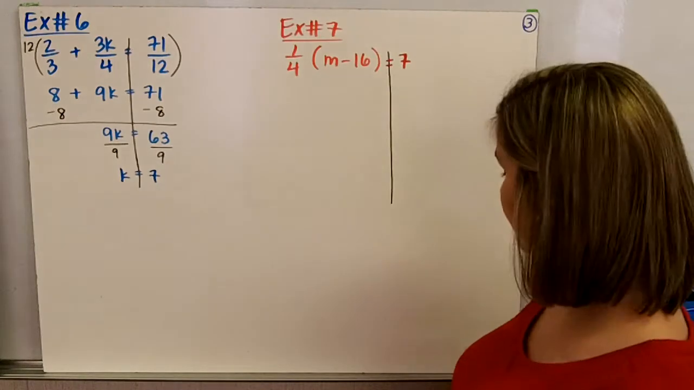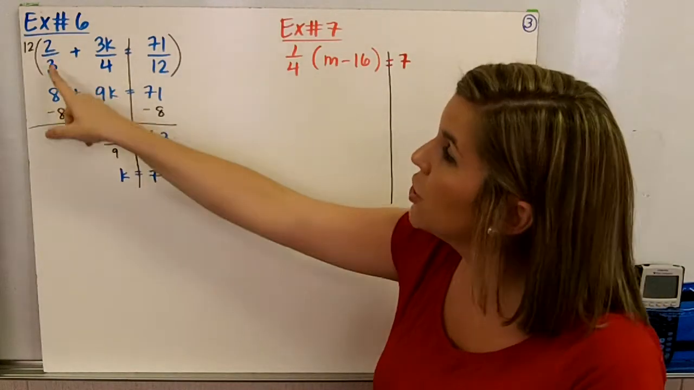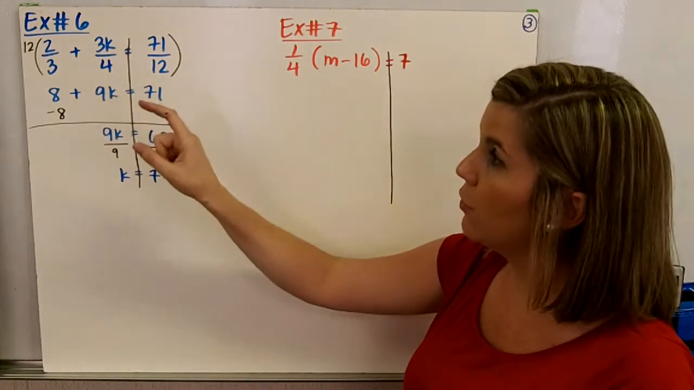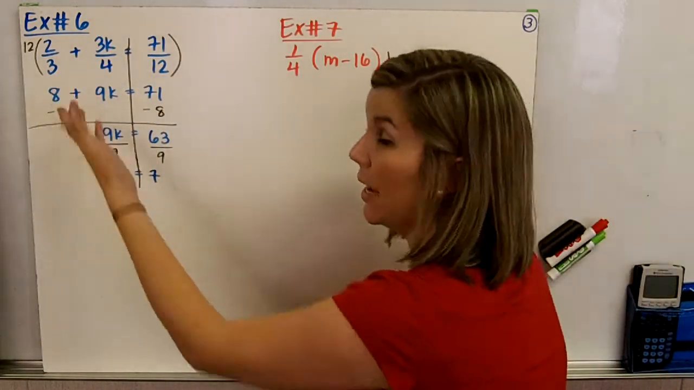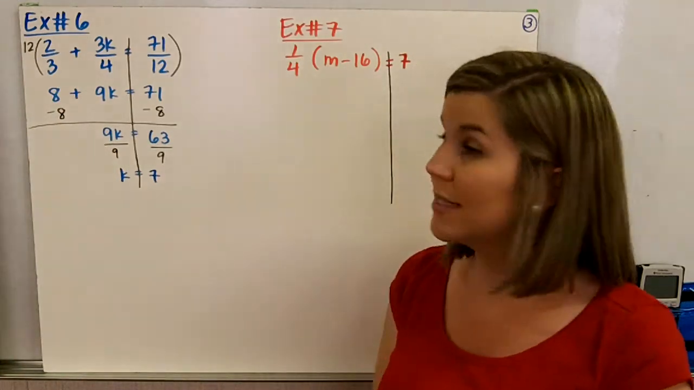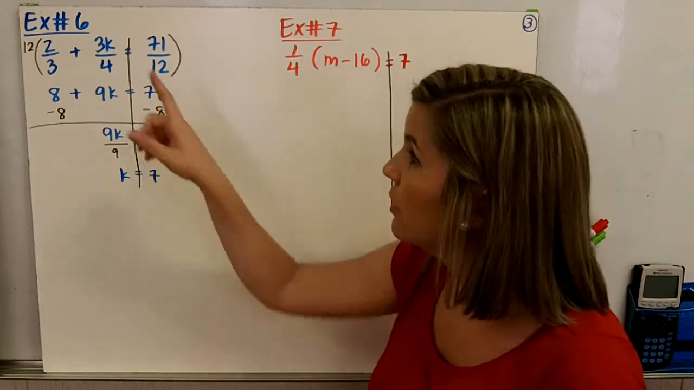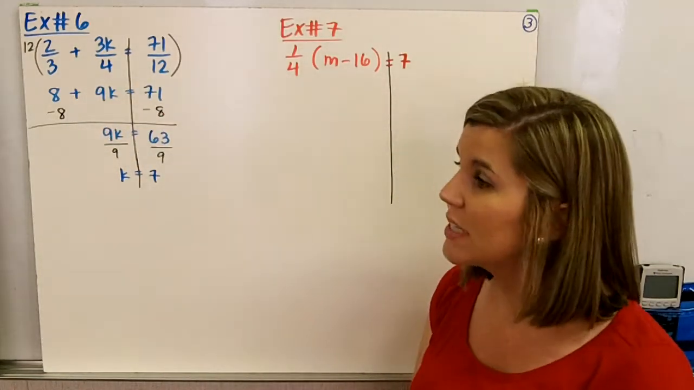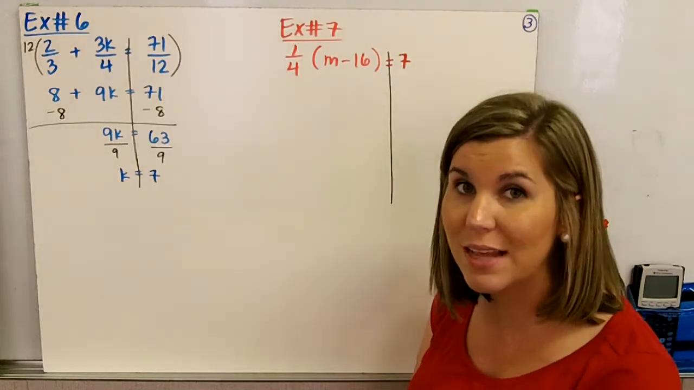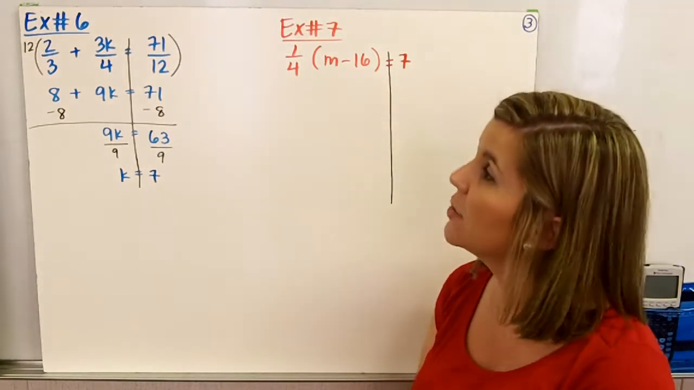Example 6. What's in blue is the original problem. 2/3 plus 3k over 4 equals 71 over 12. Now, I have fractions, and I need to get rid of them. It'll make it a lot easier. So, 3, 4, and 12 are different denominators. In a previous example, when I cleared the fractions, I had all 7s in the bottom, so I multiplied everything by 7 to make the fractions disappear.